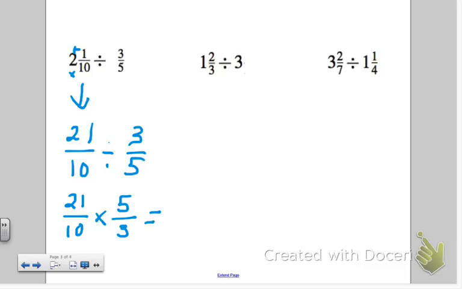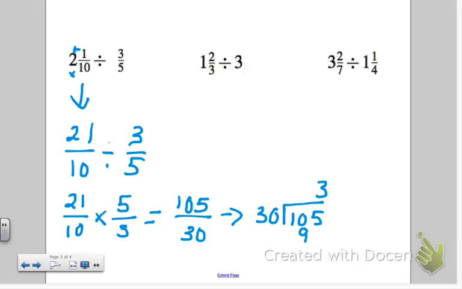Okay, so 21 times 5 is going to give me 105. 10 times 3 is going to give me 30. So I have 105/30. And of course, I need to turn that into a mixed number for my answer because I can't leave an improper fraction in my answer. So 30 goes into 105 3 times. That will give me 90. And when I subtract, I'm going to get 15. So 3 and 15/30, or 3 and 1/2 when I simplify.